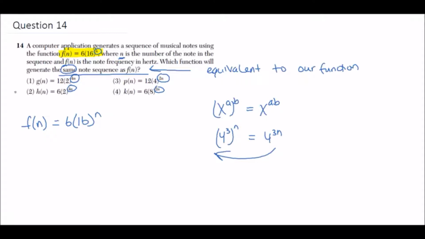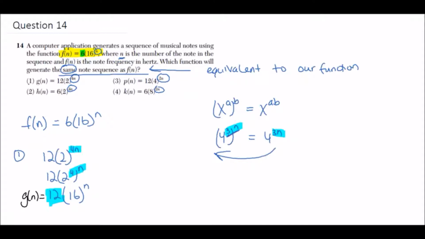So the first thing that I would do here is take a look at number 1, and what we have is 12 times 2 to the 4n, and I would go ahead and change that 2 to the 4n to 2 to the 4th to the n using this property. So we have a power raised to a power and a multiplication of those two powers. So that's what I'm doing here. Now 2 to the 4th is 16, so this is 12 times 16 to the n. This is really close, but you'll note that we have a 12 here and we have a 6 here. So certainly this is not the same value. So g of n is not our answer.